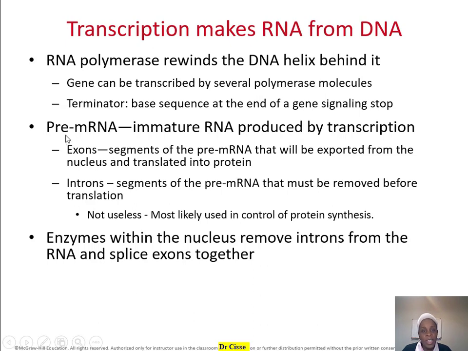Now, it makes the pre-mRNA. It makes like a rough mRNA, immature mRNA. And then it has to remove all the junks from it and then keep the specific part that will code for the specific protein. Enzymes within the nucleus remove intron from the RNA and splice exon together.